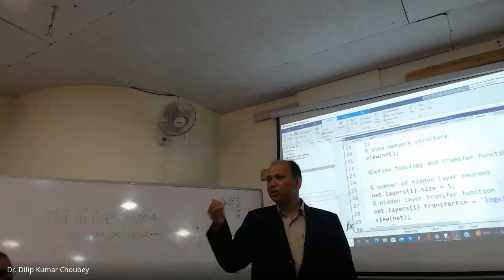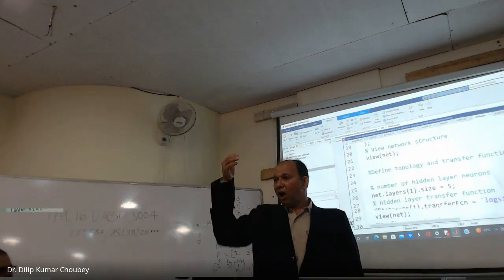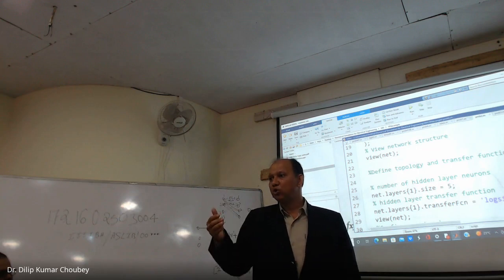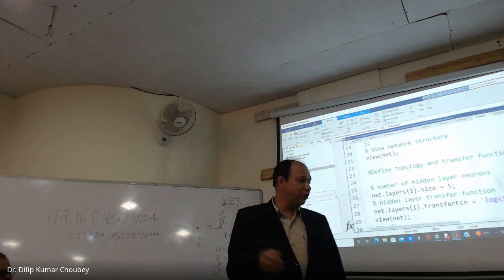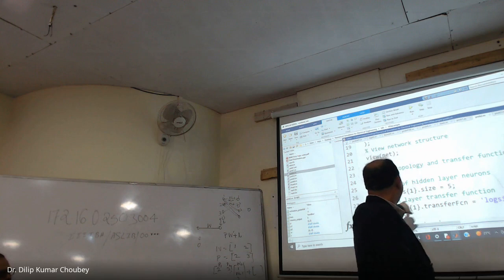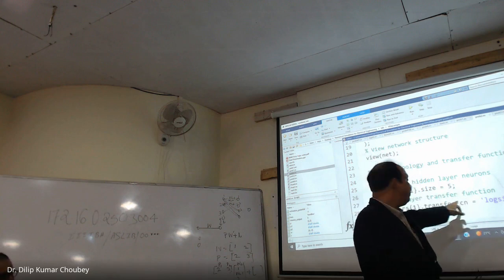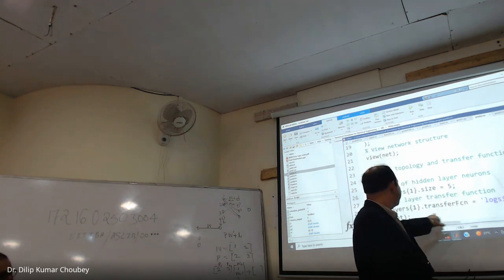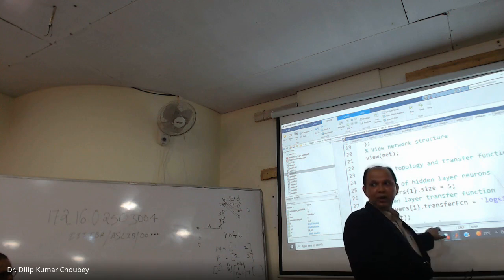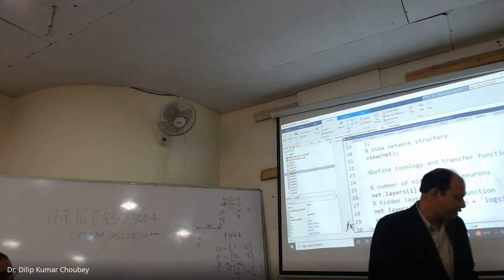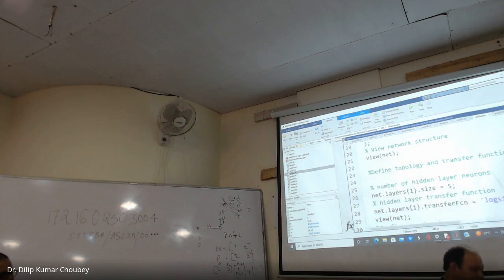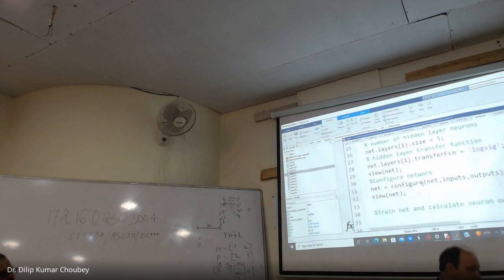The next step is to consider how many nodes you want in the hidden layer. We can put the command net.layers size 5. Then we consider the transfer function, logsig, and then we find out our commands. The output means how you can view the net. Then again we configure the network with net configure.